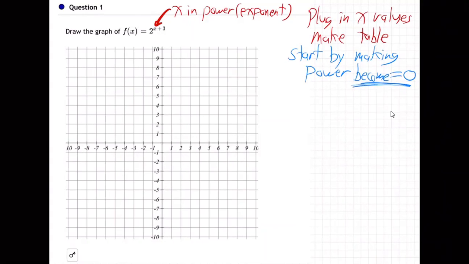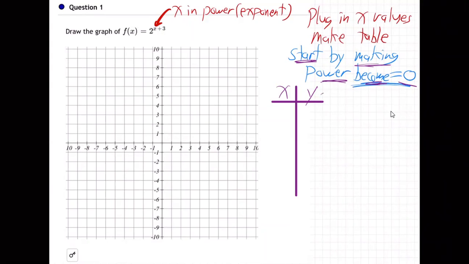What am I talking about? Well, here, let me make a little table for us. A little XY value table. Okay, so this will be X and Y. So you really can plug in anything, but it'll be easiest if you start by making the power become equal to 0. So what can I plug in for X on mine?